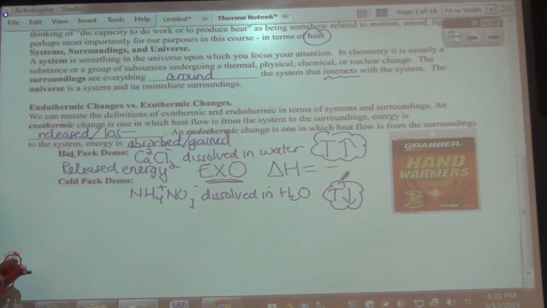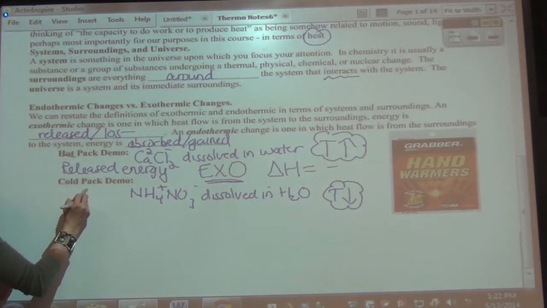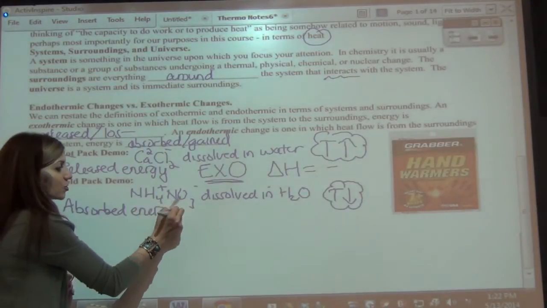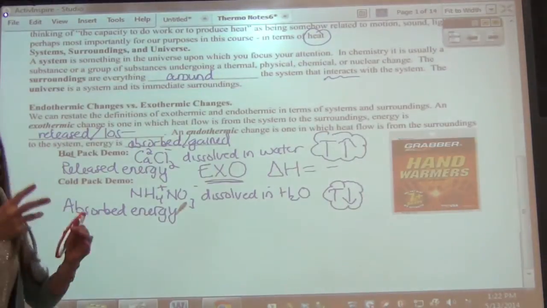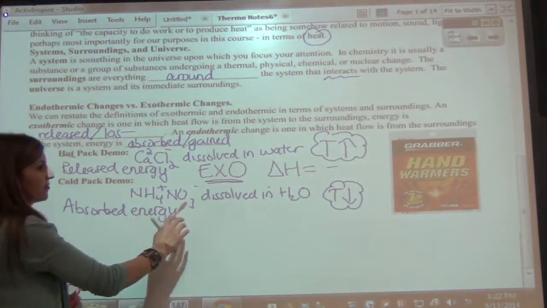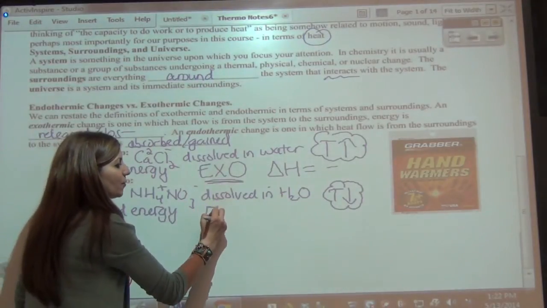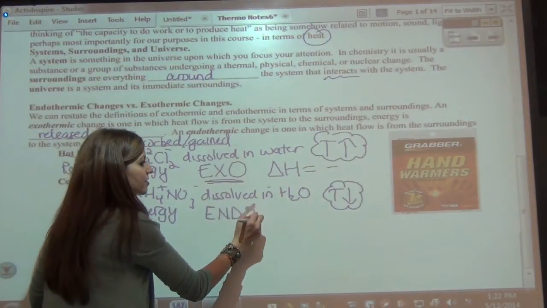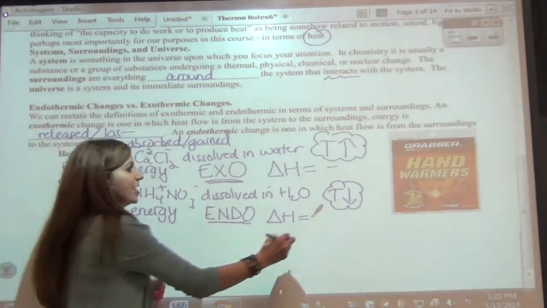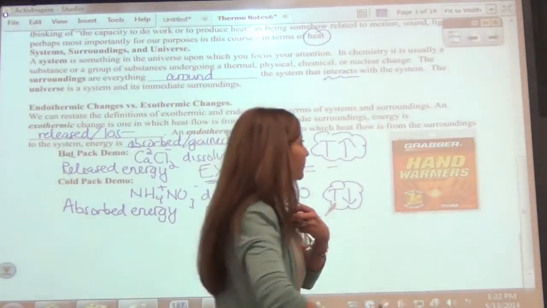So did this one release energy or absorb energy? Absorbed energy. Guess where it absorbed the energy from? The surroundings. The surroundings, which would be the water or you if you're touching it or the air around it. Okay, so it's going to absorb energy from anywhere from there. So we would call this one not exo, but Endo. Endo. Awesome. And in this case, delta H would be positive. Awesome.